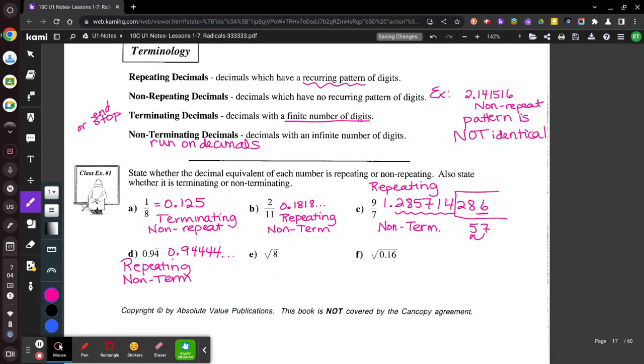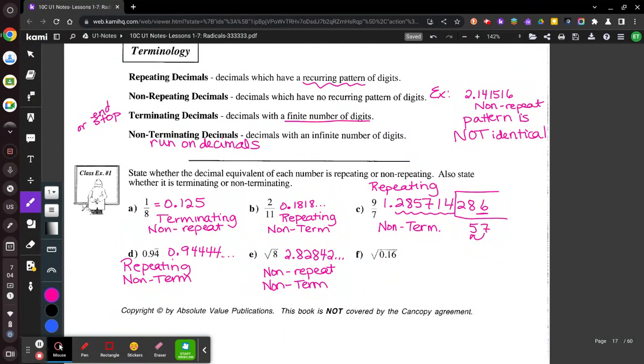However, square root 8, we're going to get the number 2.82842 and so on. And there is no pattern. So if there's no pattern, this guy does not repeat. So he's non-repeating, and he's going to go on forever. So he's non-terminating. Non-terminating means they're going to run on forever and continue.